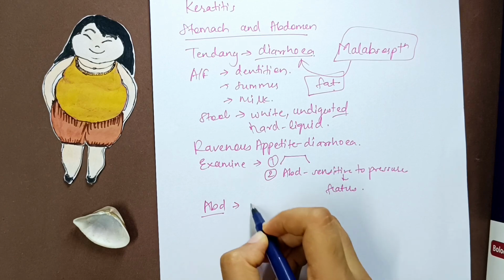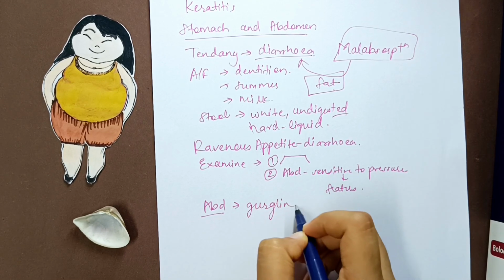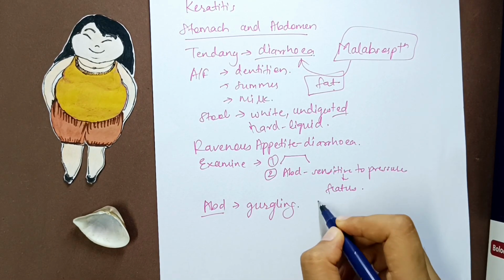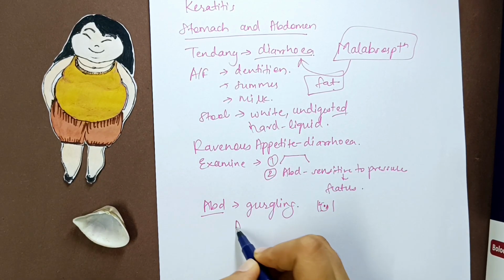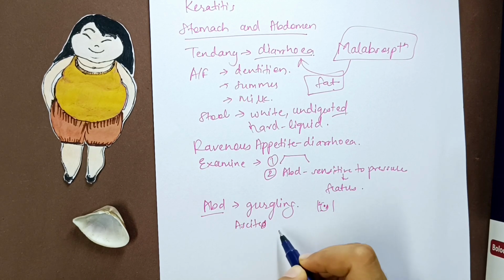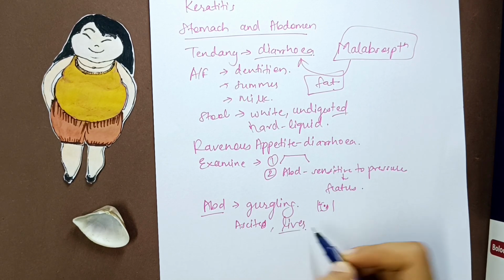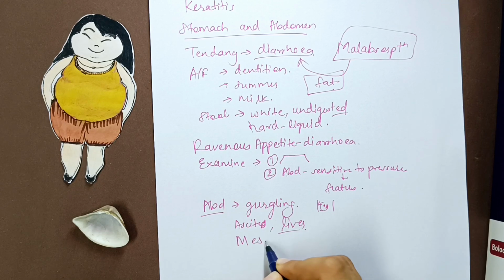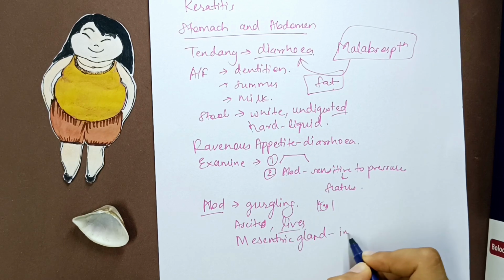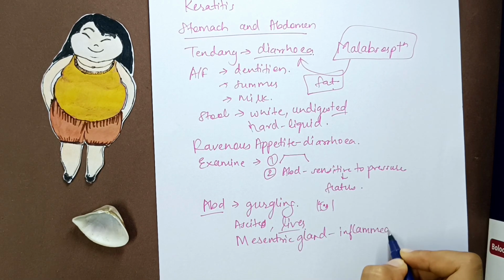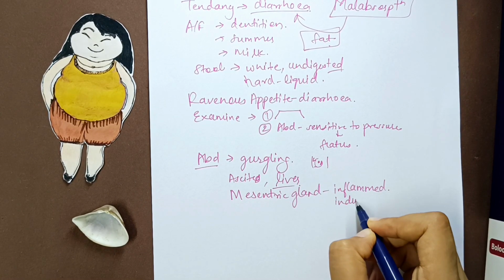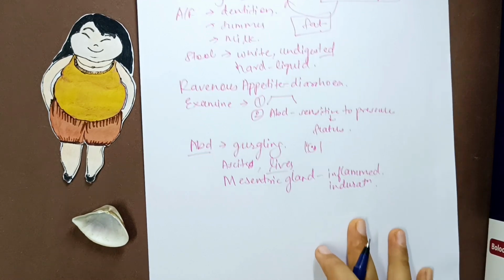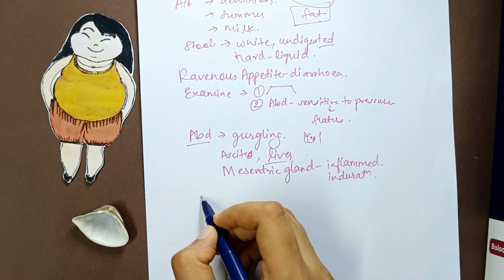In the abdomen there will be gurgling, obviously because there is diarrhea. There will be colicky pains around the umbilicus, right? Around the umbilicus there will be colicky pains. Then there will be ascites, there will be enlargement of the liver. And then the mesenteric glands, no? These mesenteric glands will get inflamed, that is swollen, and indurated, meaning hard. Induration means hardened.